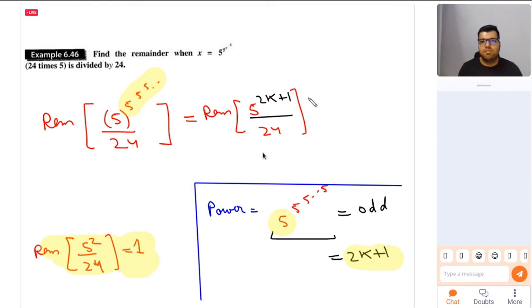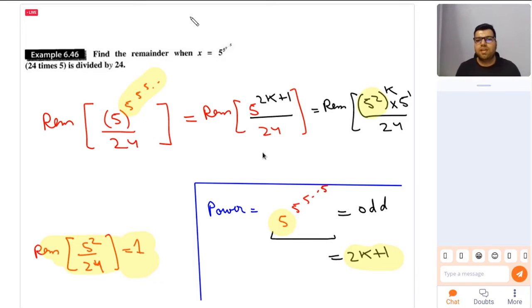This becomes equal to remainder of 5 square to the power k, so we did not know what k is, and then into 5 to the power 1, divided by 24. So next step is replace this 25 with its remainder of 24, which is equal to 1. So I will replace this 5 square with 1. So 1 raised to power k, I know it is 1. So what I'm left with is remainder of 1 into 5, so basically remainder of 5 with 24. 1 raised to power k is 1, 1 into 5 is 5. So for remainder of 5 with 24, the answer is what? 5. So very simple question.